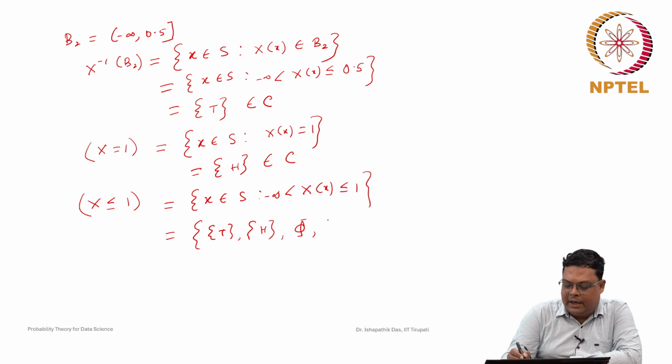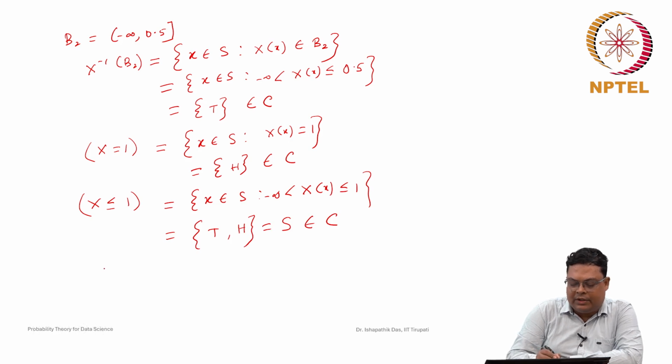So basically it is nothing but, yeah, only these two. Sorry, one minute, we should not denote it like this. Here I wrote it as only one set containing those points, head and tail, which is nothing but the whole sample space S, which is a subset of S, and this belongs to C also. So, you can see that.